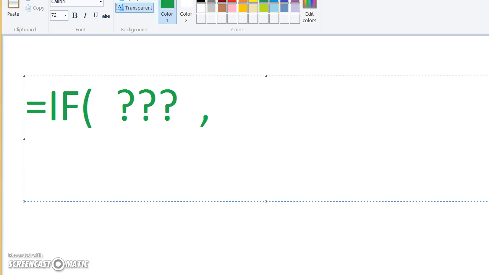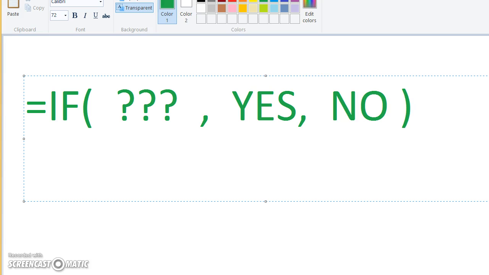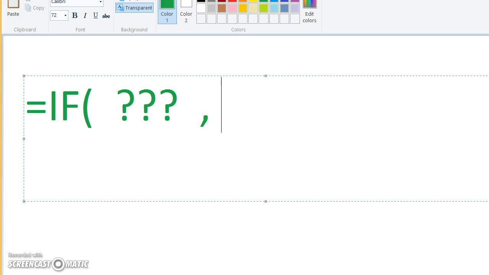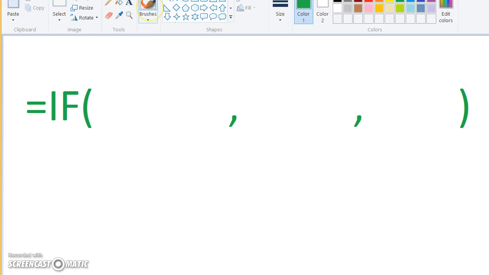Right here you're going to have a question, a comma, then you want to tell it what to do if it was yes, what you want to see in this cell. And then you're going to tell it what to do if the answer was no. So basically there's three parts. You're going to have a question, what to do when it's yes, what to do when it's no. And that's the way that an if statement is going to work. It's going to have these three pieces.